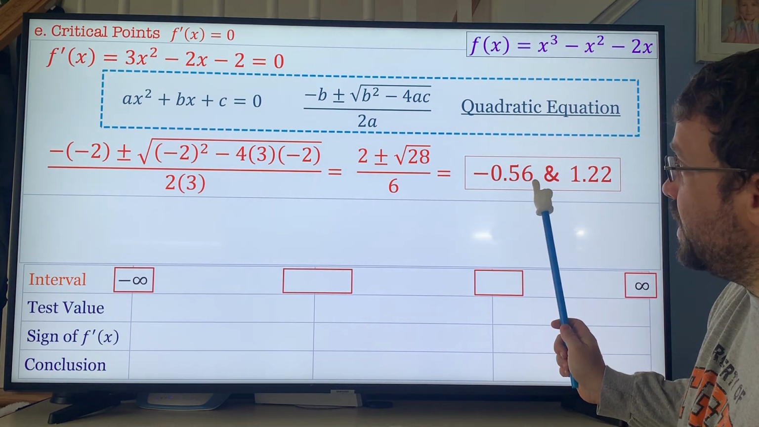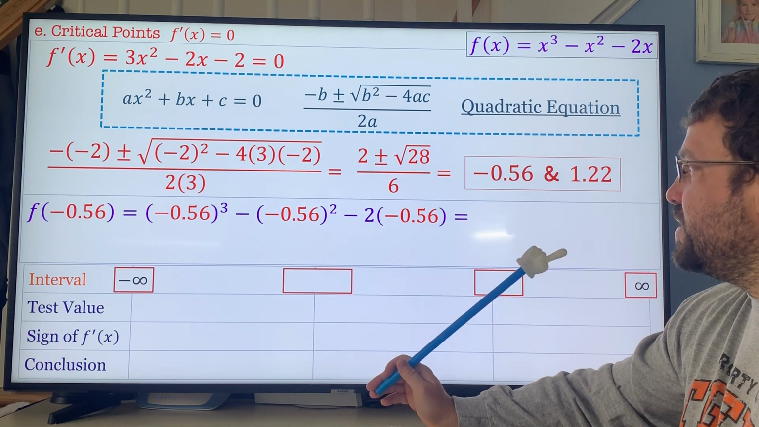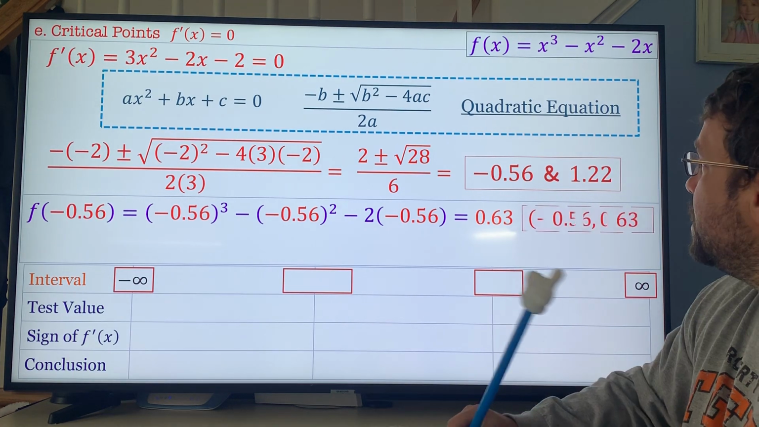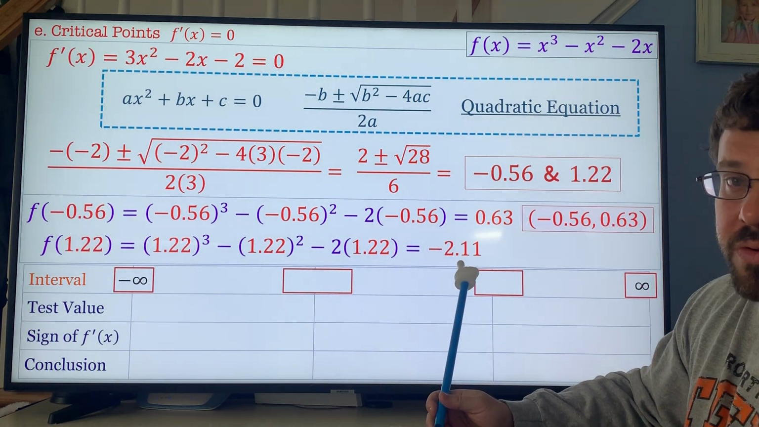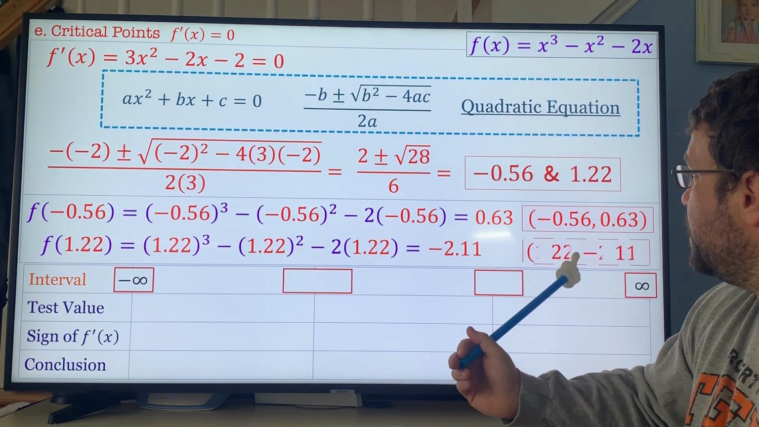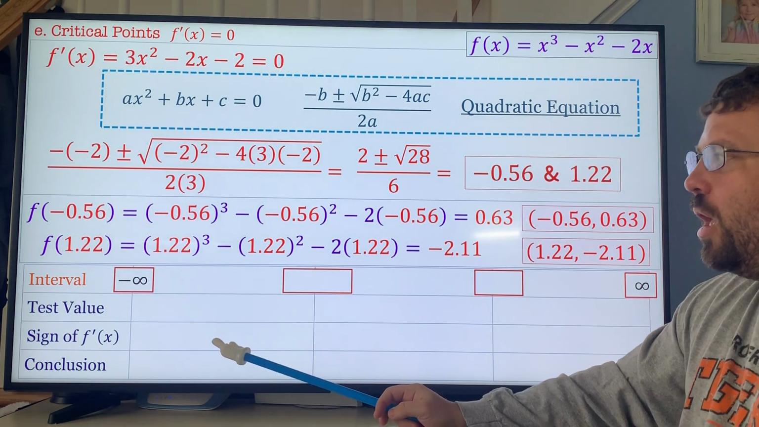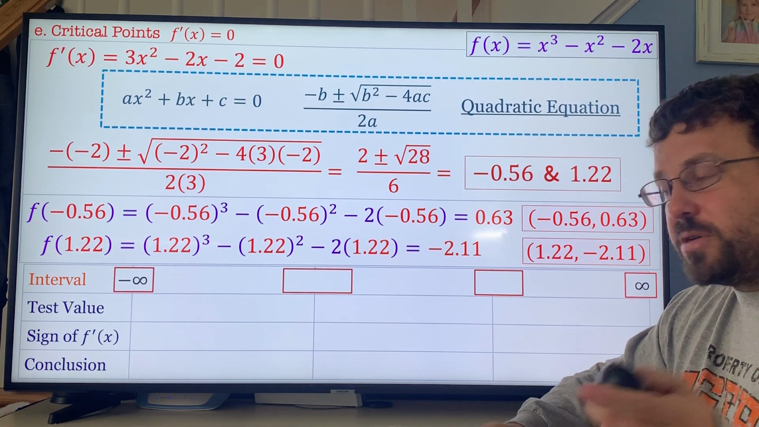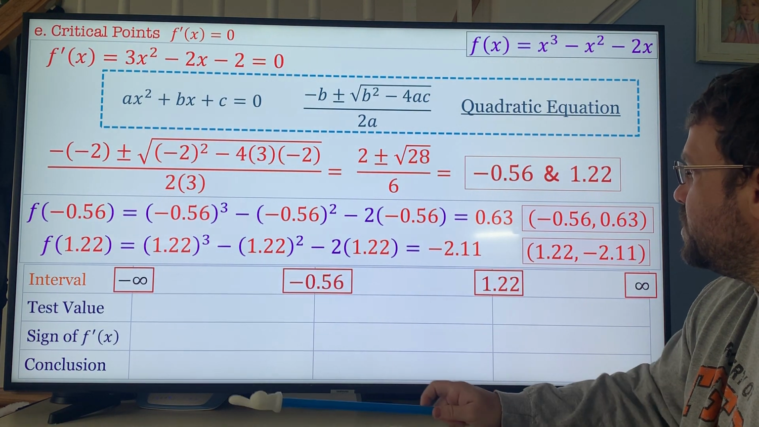What do we do with these numbers to find the actual critical points? We plug them into the original equation. When you plug -0.56 in there, you get 0.63, or 63 hundredths. And then you plug 1.22 in there, and as an answer you get -2.11. Good? Awesome. So these are my two points where my graph is going to go from increasing to decreasing, or decreasing to increasing, otherwise known as my extrema. Remember extrema?